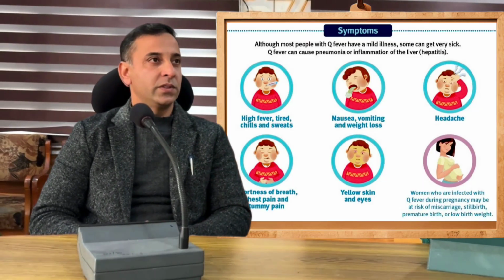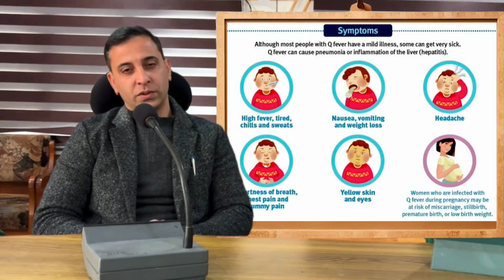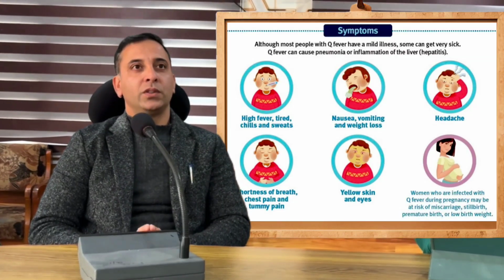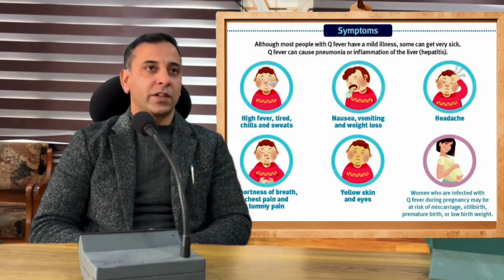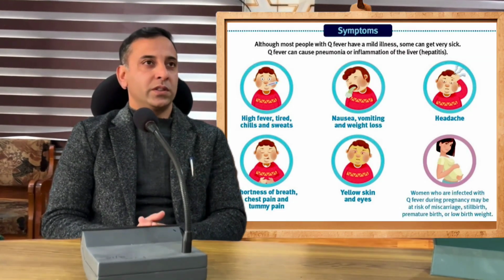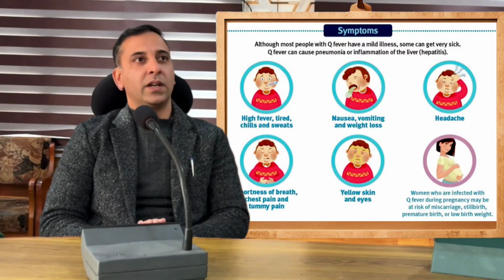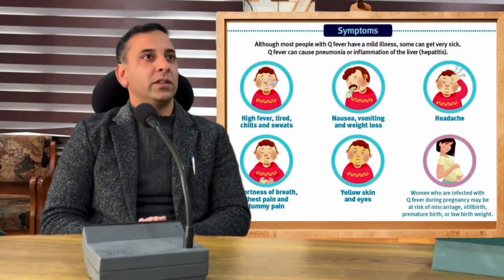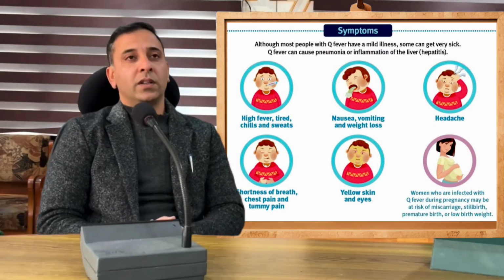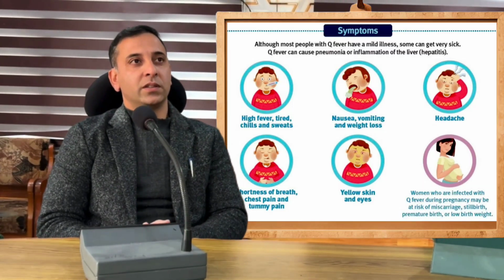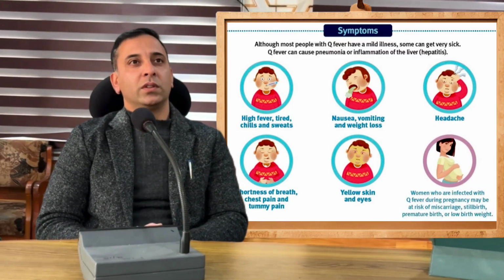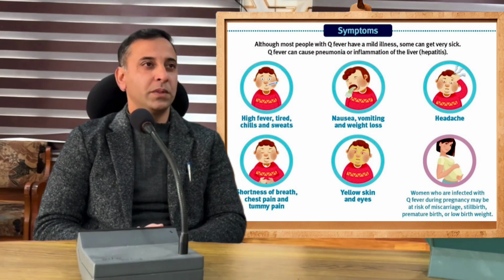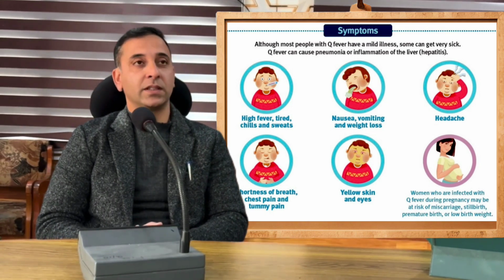So in humans, it's expressed in two forms, acute form and chronic form. What happens in the acute form? It is characterized by acute febrile illness, with symptoms like fever, myalgia, coughing, and there is hepatitis as well. Just like typical pneumonic symptoms, symptoms can appear in this too.